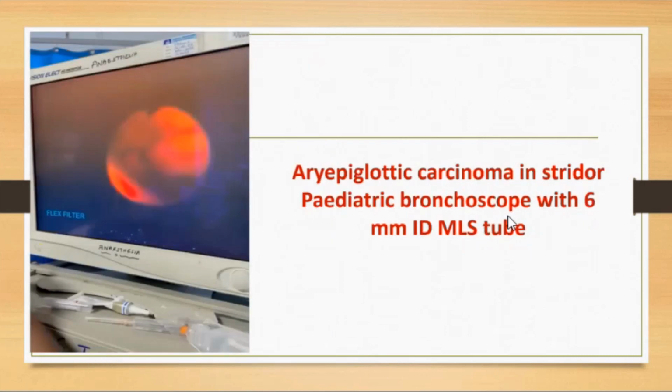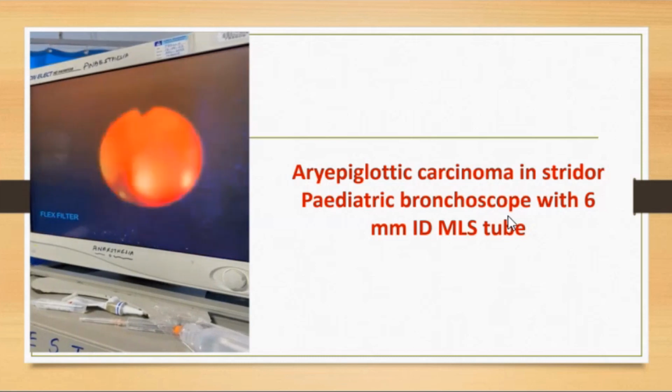Okay. The next case is from just a day before yesterday, I think yesterday, when we intubated in the ER. This is a case of carcinoma arising from the right retromolar region, completely obstructing the airway. We got a call that the patient is in stridor, so we arranged for fiber optic intubation. We used a size 6 pediatric bronchoscope with a 6 mm internal diameter MLS tube. So I'll just go for a video.